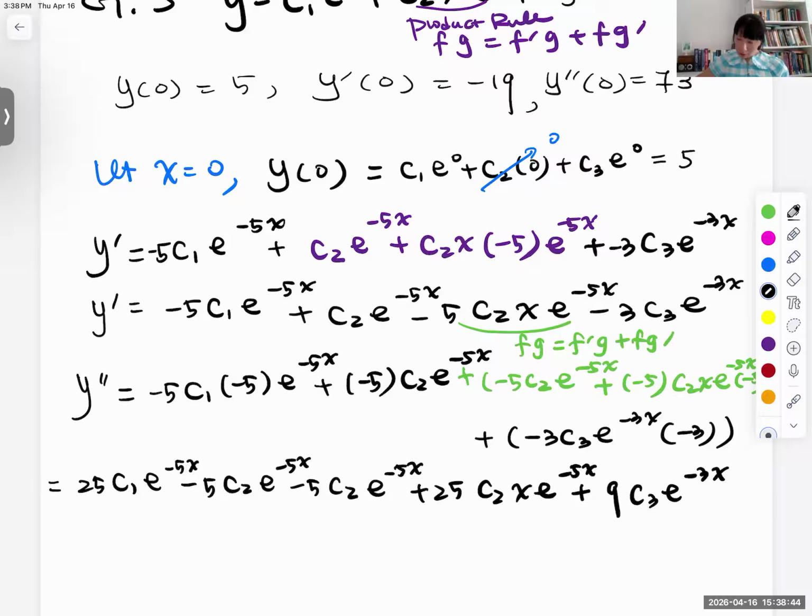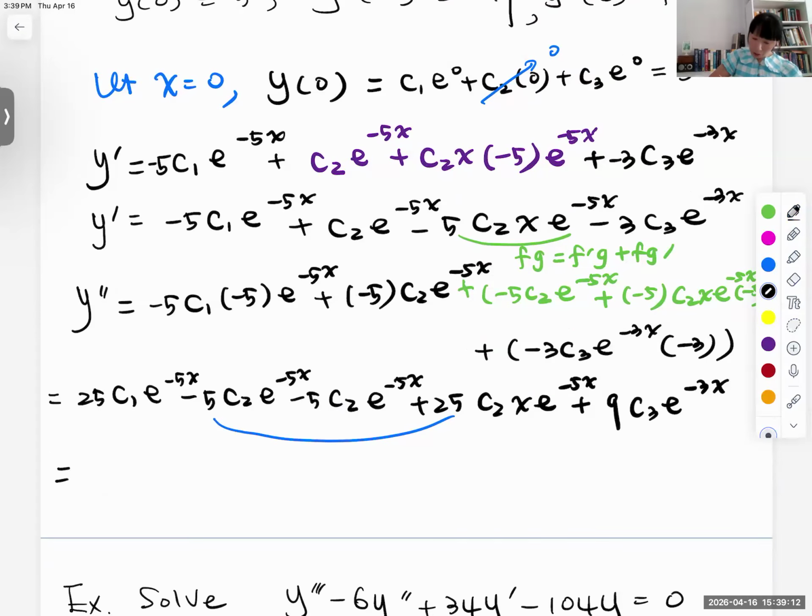C sub 2, yeah? So we combine like terms, this will be, right? That's it? Oh, no, here too. -10 plus 25. -10 plus 25. Positive 15. Yeah? Okay. So let's do it.